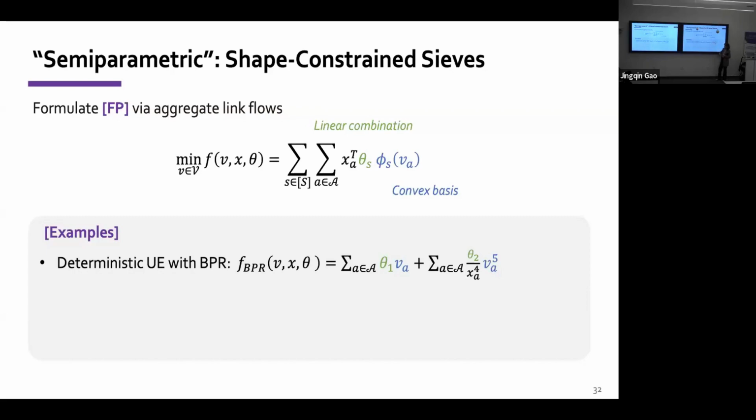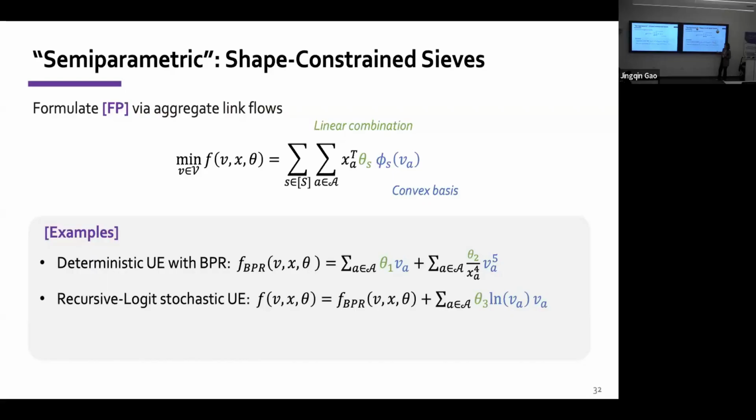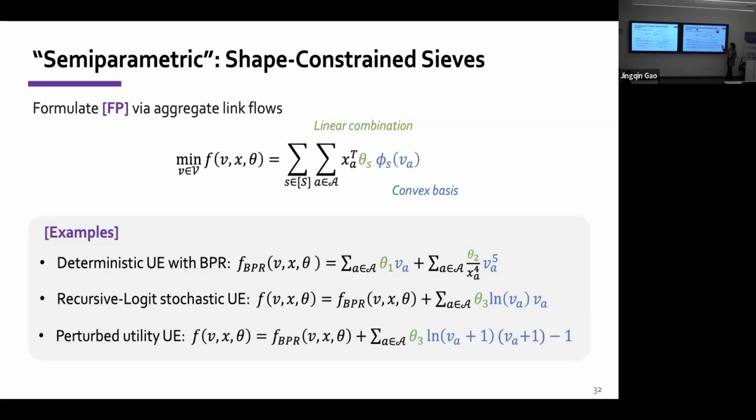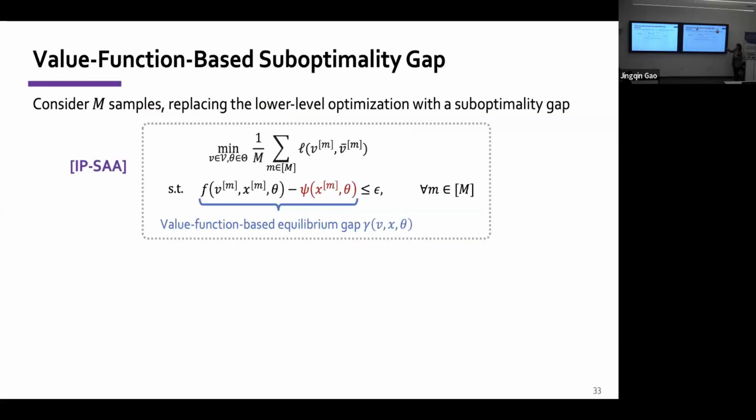Or if the modeler believes that the travelers choose with a recursive logit when making their travel choices, we can add one additional entropy basis. Or it is even possible to design other convex bases depending on the modeler's beliefs or domain knowledge. They have the flexibility to choose how many convex bases they have and what the functional forms are. And these parameters will be learned from the data to figure out which components are more important and should be included. So here we're still adopting the primal perspective.